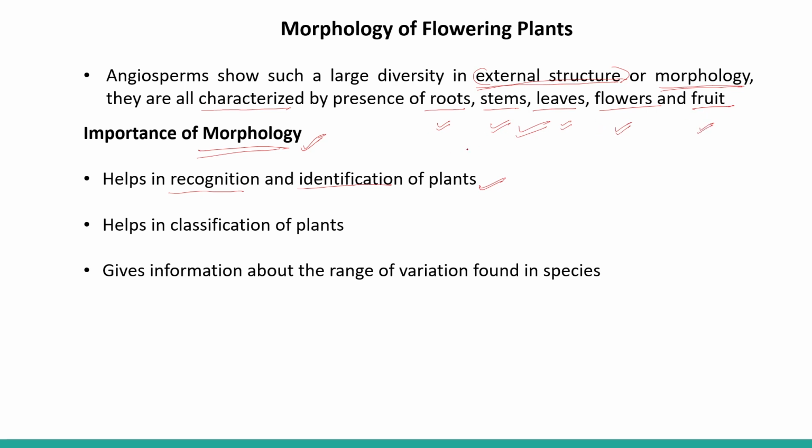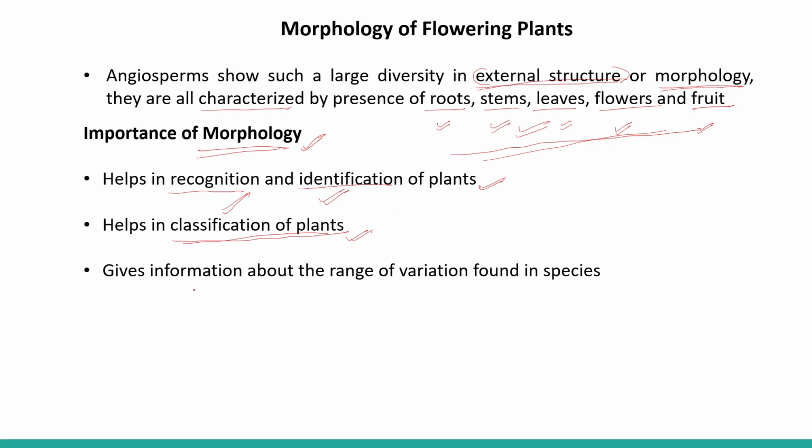When you know all these external structures of a plant, then you can identify that particular plant and place it in its respective family. So this is very important, as it helps in recognition and identification of plants. It also helps in classification of the plants. When you know the family, the order, the class, you can classify that plant.